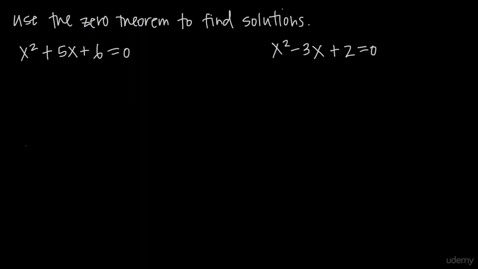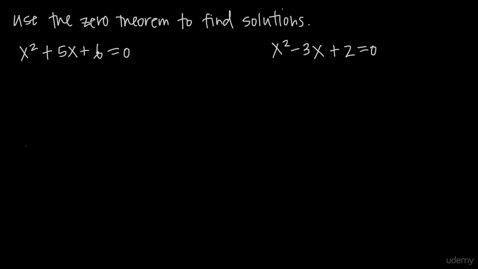In this video, we're talking about how to use the zero theorem to find solutions or roots to a trinomial polynomial. So when we say trinomial, remember tri means three, so we're talking about three terms in a polynomial equation like this one. Whenever we see a trinomial, the first thing we want to think about is, can we factor it? So in this particular example, we have x squared plus 5x plus 6 equals 0.